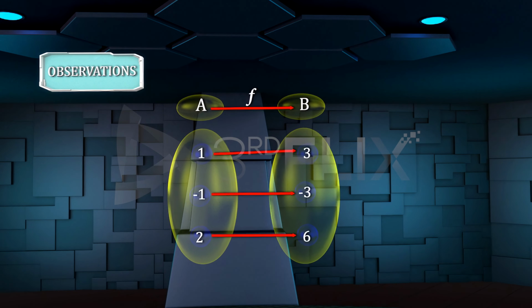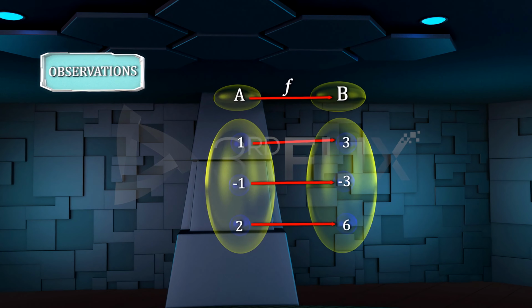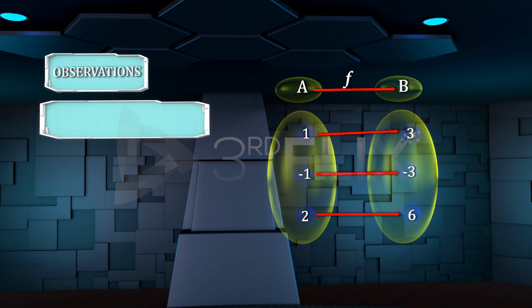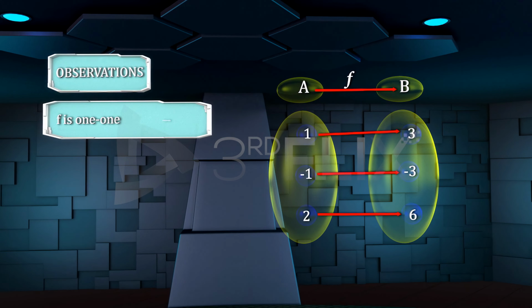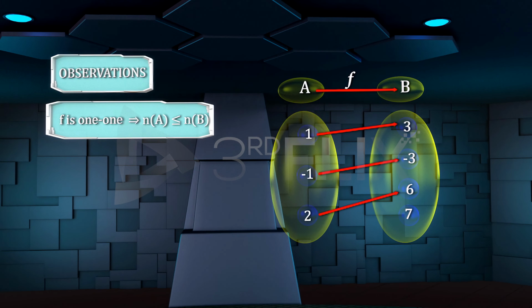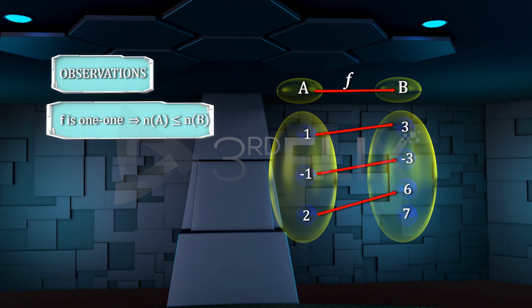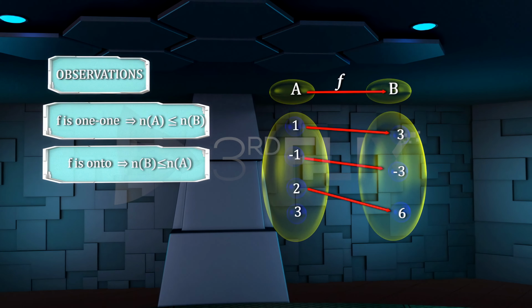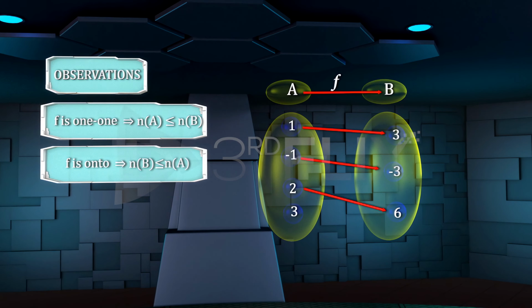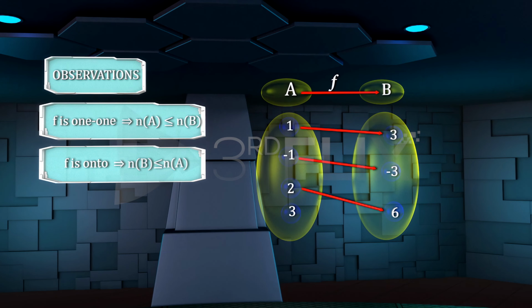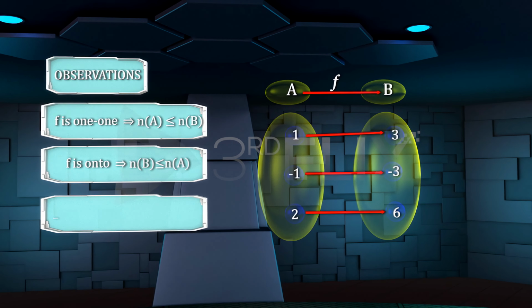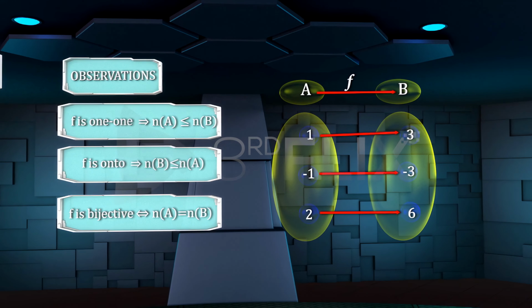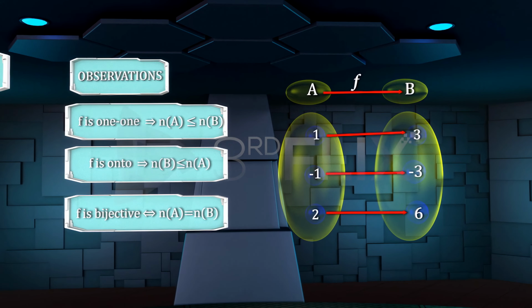Observations. Let f be a function from A to B where A, B are finite sets. Then f is 1-1 implies the number of elements in A is less than or equal to the number of elements in B. f is onto implies the number of elements in B is less than or equal to the number of elements in A. f is bijective implies and is implied by the number of elements in A being equal to the number of elements in B.